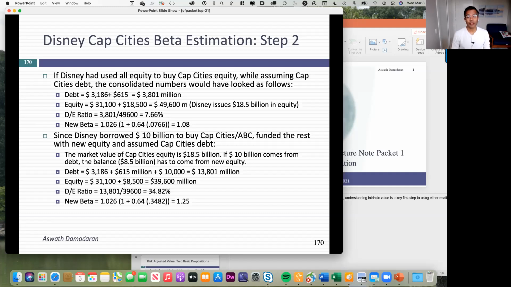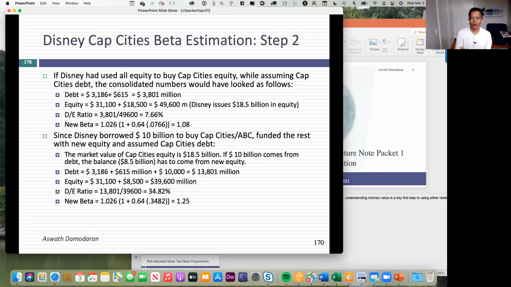So in order to compute what the actual beta was, given how they funded it, I first computed the debt that they would have after the deal, which would be the old debt plus an extra 10 billion, the new debt that they brought on, which means the total debt after this deal will be 13.8 billion. Their equity will increase by only the $8.5 billion of new equity. And the debt to equity ratio will be much higher after the transaction, not because they bought a risky company, but because they chose to borrow money to fund the acquisition.